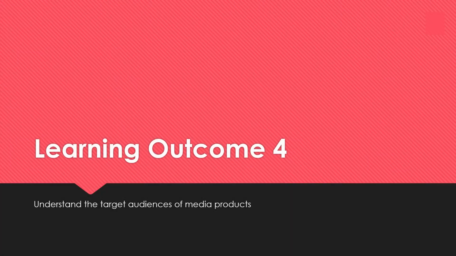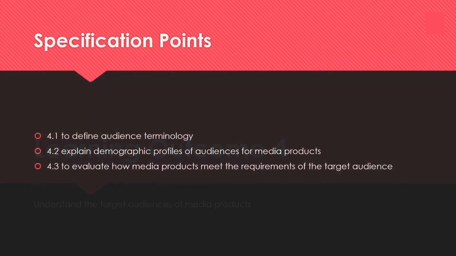This video is for learning outcome 4 for the Unit 1 exam, and it's all about the different target audiences for media products. So these are the specification points. You need to be able to define different audience terminology, so that's the key words relating to audiences. You need to be able to explain demographic profiles of audiences, and you need to evaluate how certain media products meet the requirements of a certain target audience as well.